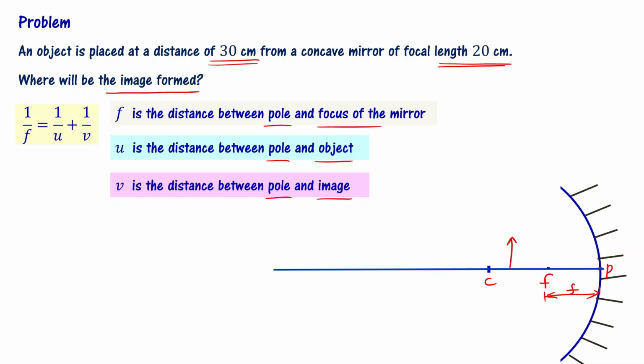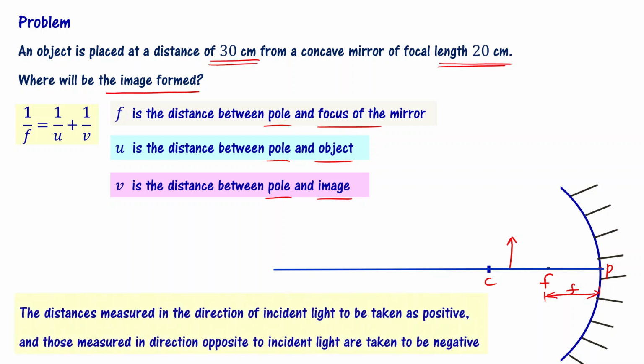Now the sign convention says that the distances measured in the direction of incident light are to be taken as positive. The incident light is coming in this direction, right? The distances measured in the direction of incident light are to be taken as positive. Here the focal length is given as 20 centimeters, right? That is the distance between P and F. We are going in the opposite direction to the incident light. That's why let me write it as f equal to -20.